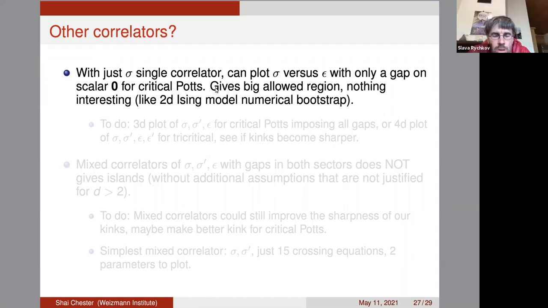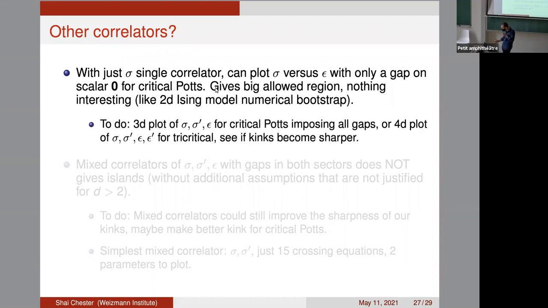No. But I'm sorry, Shai. Could you be a bit more precise why nothing is true? Because in the 2D Ising model with these assumptions, you do get a kink in 2D. Sure, yeah, but you don't get an island. You don't get an island, okay. So you do get a kink, but you don't get an island. And the only way to get an island is to put in these huge gaps. But how about the plots? Do you get a kink or not? No, we don't get any. Okay. We just get a bit bigger allowed region. Yeah, you're right. So it's even worse than the 2D Ising.